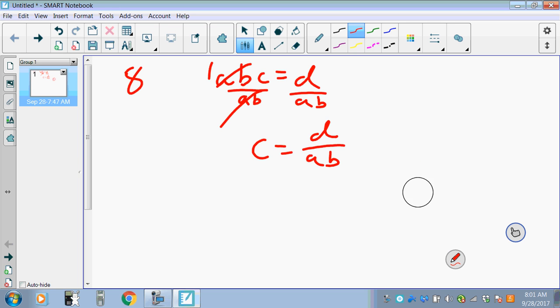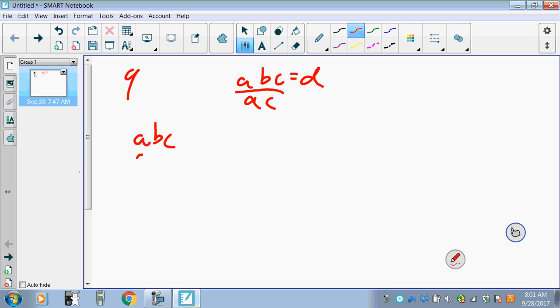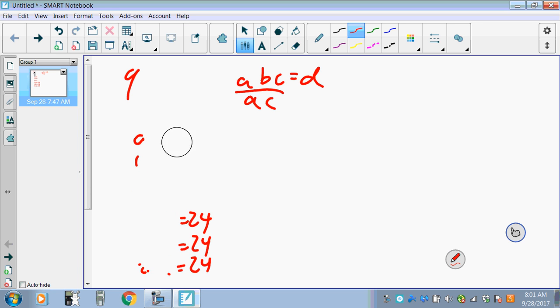Okay? All right. Number 9. Same problem. ABC is equal to D, and they want you to solve for B. Again, remember the associative property: ABC, CBA, BAC, all these, when you multiply them, will all equal the same number. Remember, multiplication doesn't care about order. 3 times 2 times 4, 2 times 4 times 3, 2 times 3 times 4, are all 24, okay? So again, multiplication does not care about the order of your numbers.